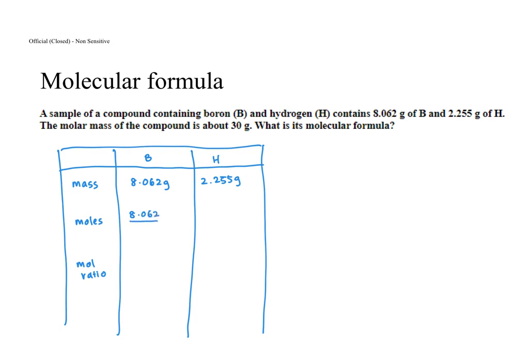If we refer to the periodic table, for boron, the atomic mass is 10.811. Now for hydrogen, if we refer to the periodic table, the atomic mass is 1.0079. Now that we have the number of moles, next we will divide both numbers of moles by the smallest number, which is 0.7457.